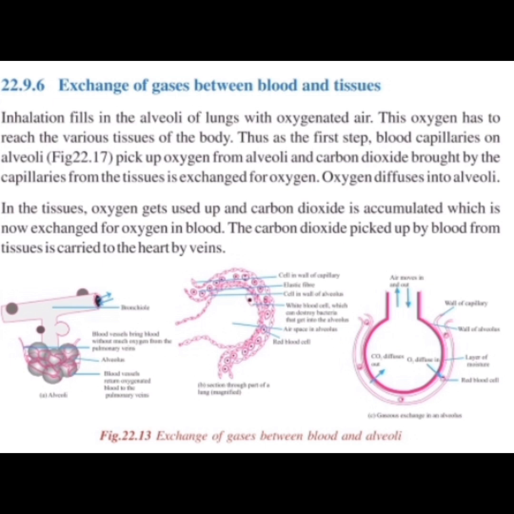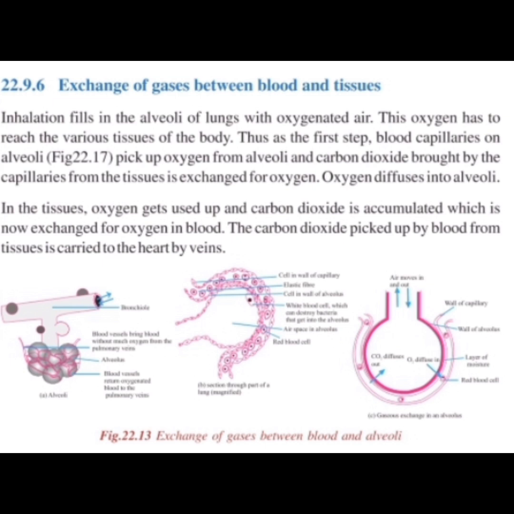So in those three pictures, if you zoom in, you can see in the first picture there is alveoli, that is in the lungs, it is like a bunch of airbags. So here what happens is the blood vessels bring blood without much oxygen from the pulmonary vein. So the blood while entering here doesn't have a lot of oxygen.